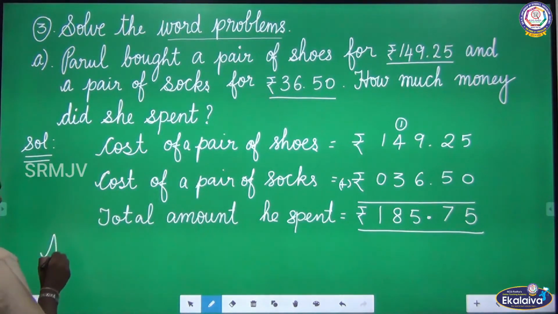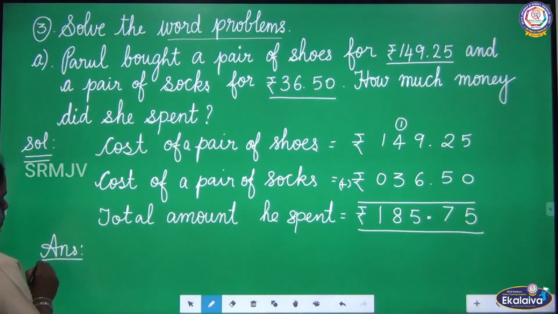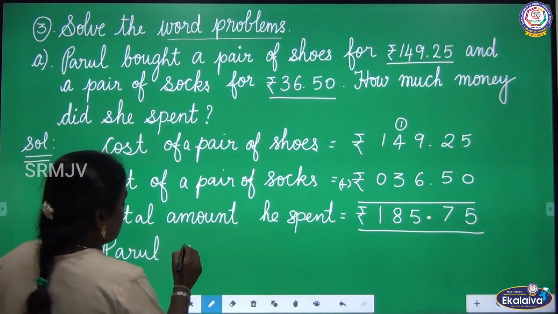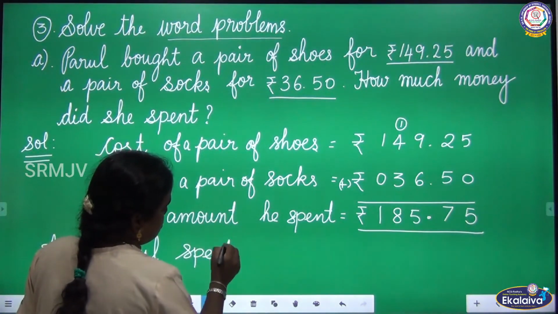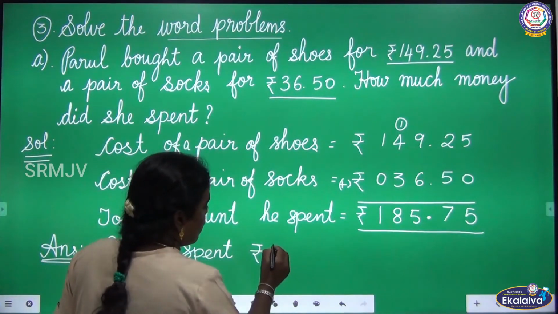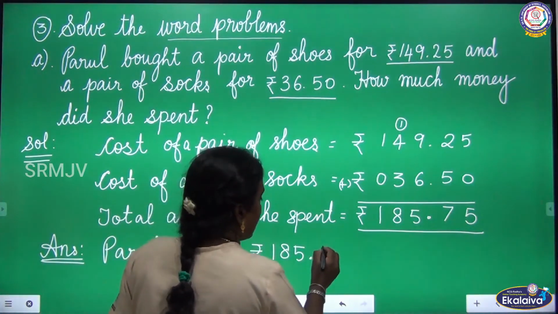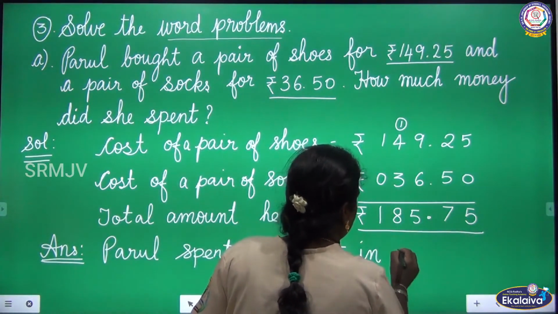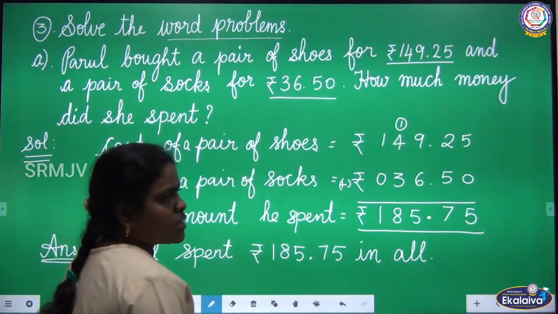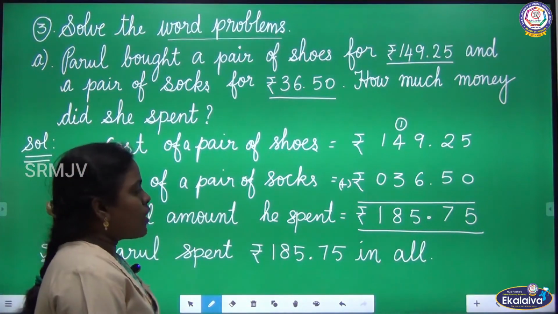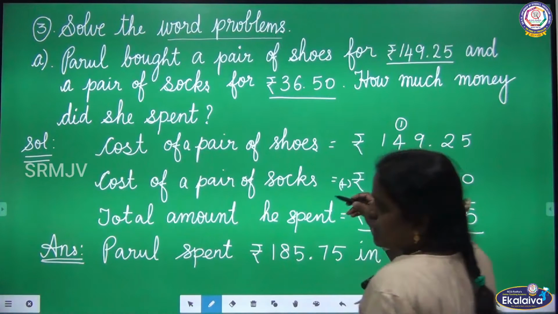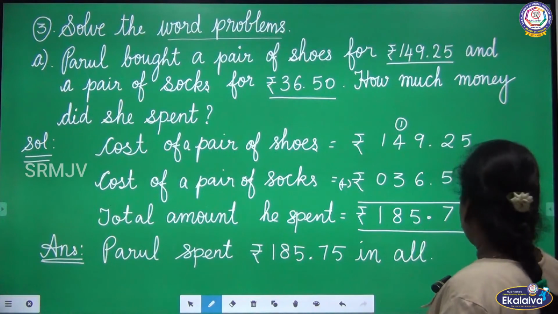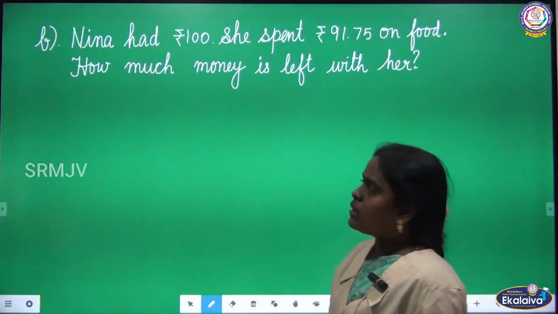Let us write the answer. Pearl spent rupees 185 and 75 pice in all. So she spent rupees 185 and 75 pice to buy these two things, that is a pair of shoes and a pair of socks. Look at the next question.